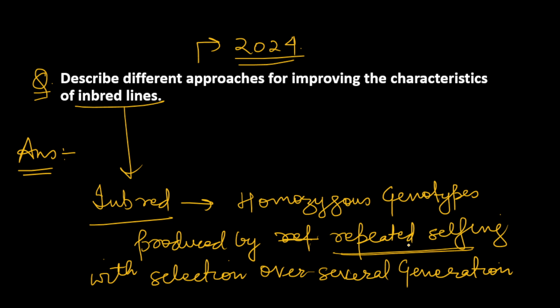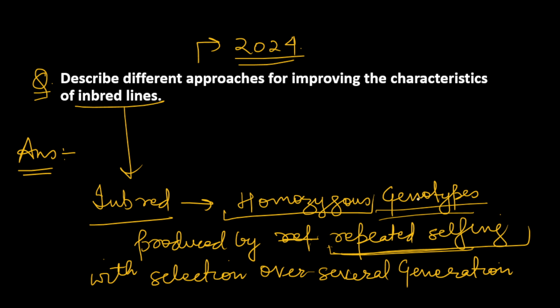Obviously when we do repeated selfing, we will get homozygous plants. We all know that difference: in selfing, self pollination, we get homozygous, and in cross pollination we get heterozygous plants. So from the definition you can see that we are doing repeated selfing over several generations, so obviously we will get homozygous genotypes, and these homozygous genotypes are only inbred lines. From here you can also get the characteristics of inbred lines: they are homozygous, they consist of individuals of the same genotype, and they are maintained by repeated selfing. These are simple characteristics which you can get from the definition only. So this is what an inbred line is.